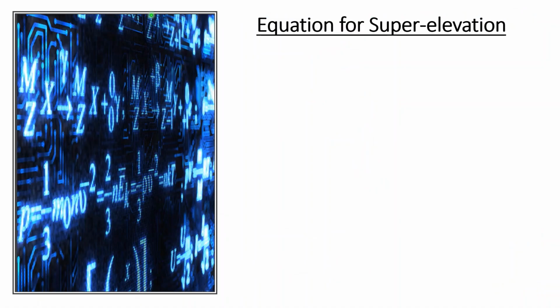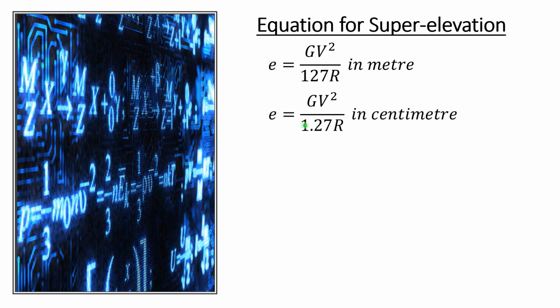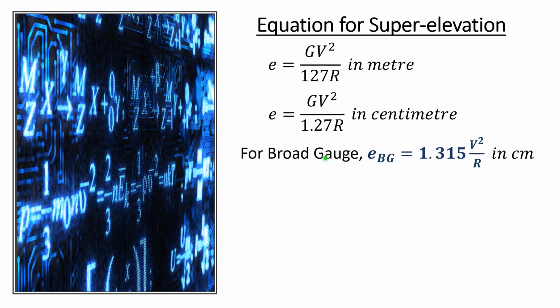For the equation of super elevation, we have derived it as e = GV² / 127R, provided e will be in meters. But usually e is represented in centimeters. Then the equation becomes e = GV² / 1.27R. Then for a broad gauge track, if we substitute G to be 1.676 meters, we will get the corresponding equation for super elevation. For broad gauge, it becomes e = 1.315 V² / R, that too in centimeters.